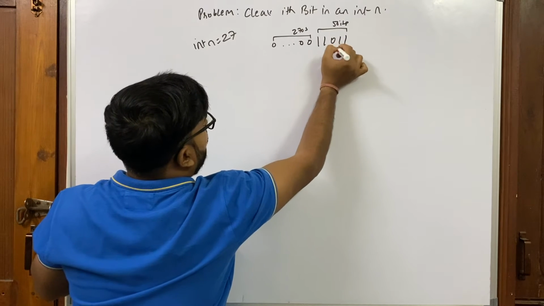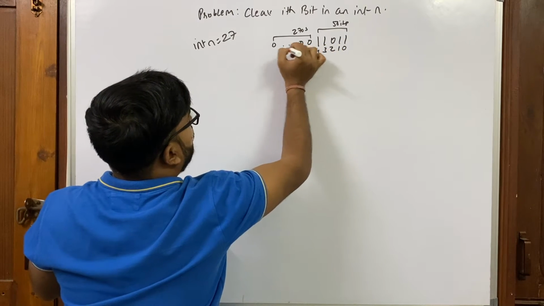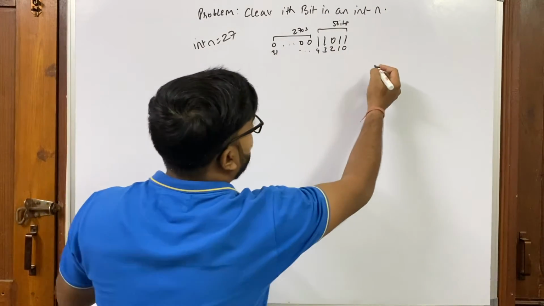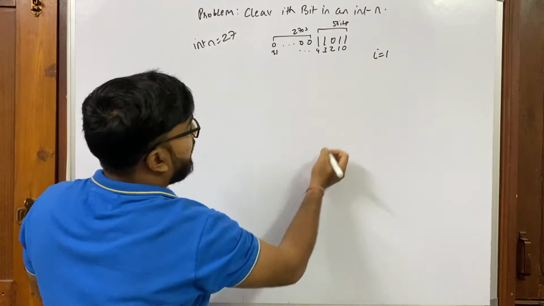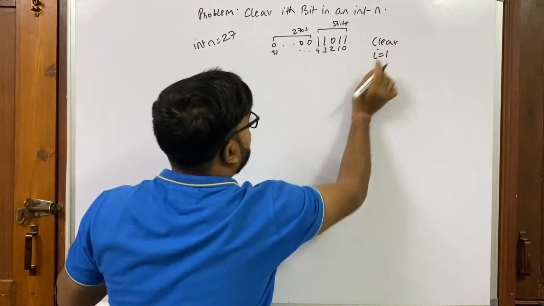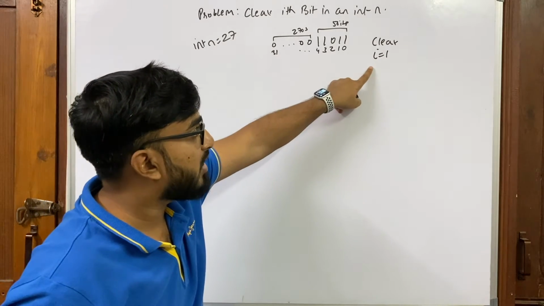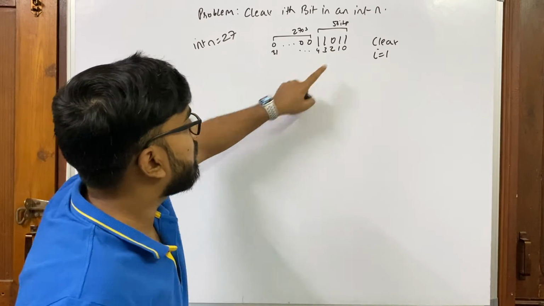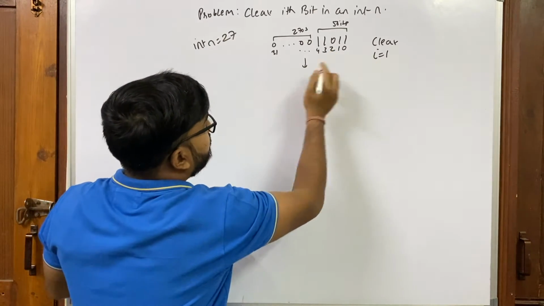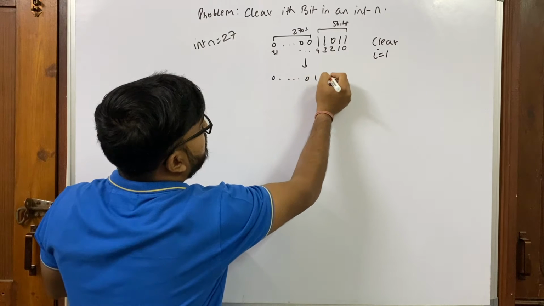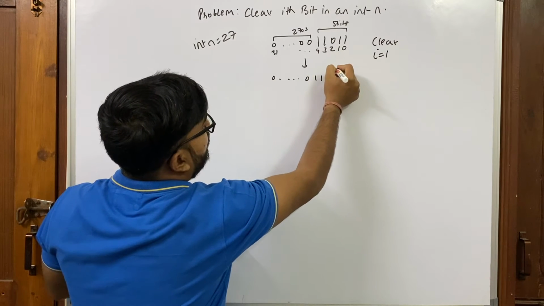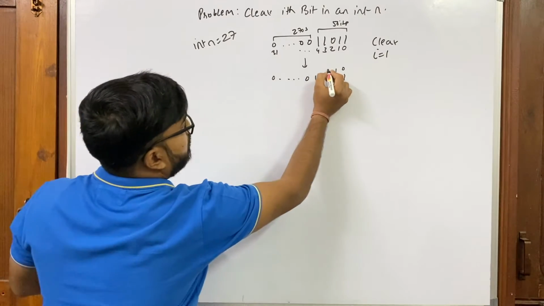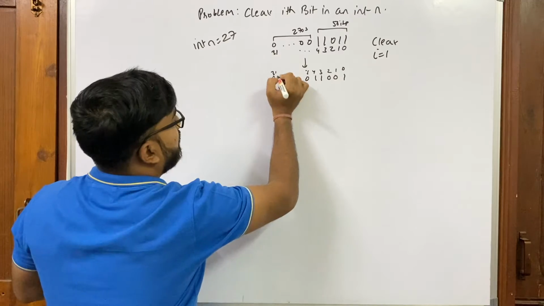This is bit number 0, 1, 2, 3, 4, and so on till the 31st. The rightmost bit is bit number 0. Suppose i equals 1, and I want to clear the ith bit, that is, set the bit at position 1 to 0. So when I clear the first bit, this becomes 11001, setting bit number 1 to 0 and leaving all the remaining bits, bit number 2, 3, 4, 5 till 31, the same as they were.